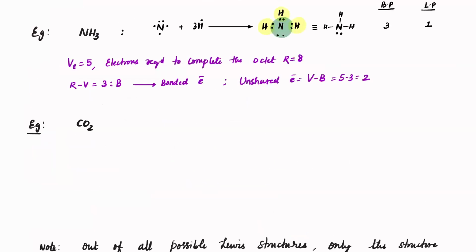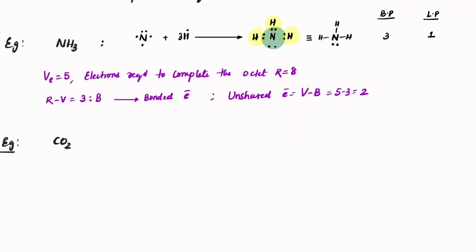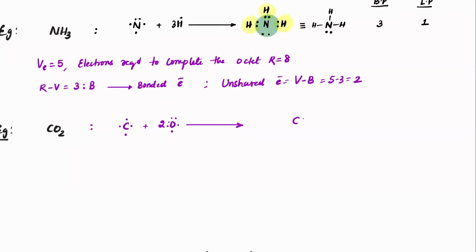Let's do the same thing for CO2. Carbon has 4 electrons, and the 2 oxygens have 6 electrons each. The only way to get a complete octet is for carbon to share 2 electrons on one end and 2 electrons on the other end, while each oxygen shares 2 electrons with the carbon. Like this.